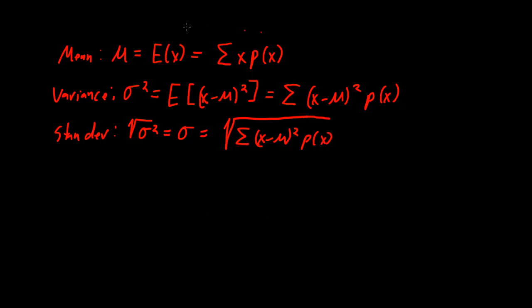However, this is assuming we don't really know anything about our discrete distribution. Since we know that we're dealing with a binomial distribution for this example, we actually have some really nice shortcuts for calculating all these values. So for our mean, it's still going to be mu. It's still going to be the expected value of x.